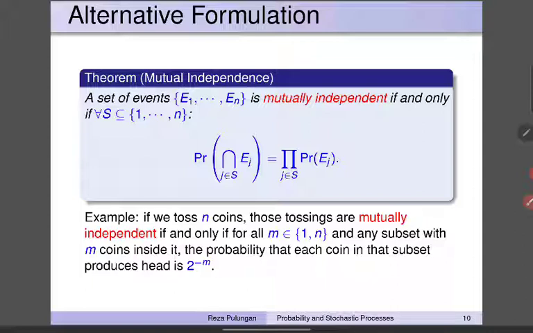So the probability of the intersection is simply the product of each probability inside of this set of events. But look carefully that in this definition we are talking about all possible subsets. Now there are many possible subsets of these particular sets from 1 until n. How many of them? Well, because there are n elements inside of it, that means that there are 2 to the power of n possible subsets.